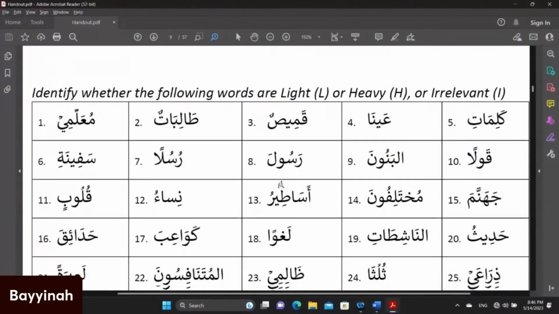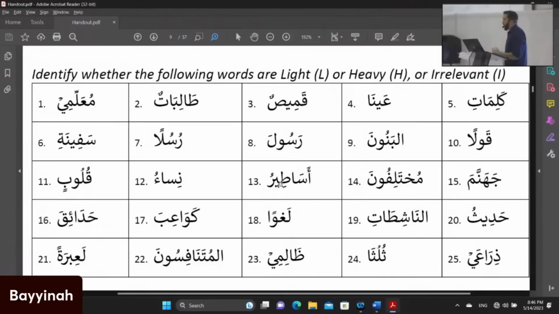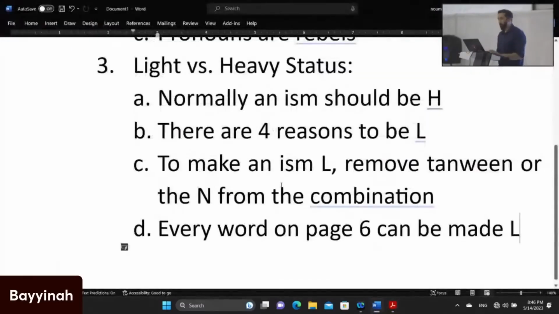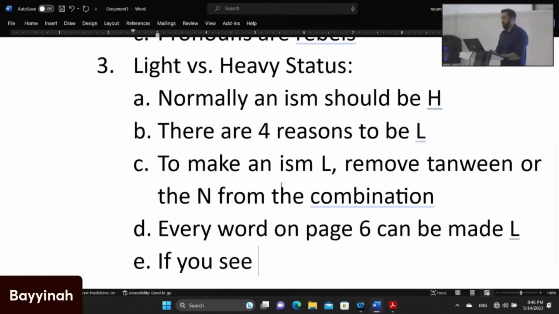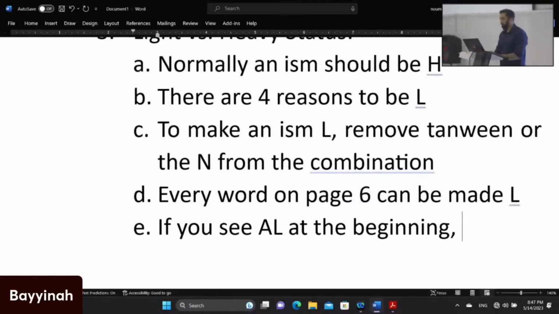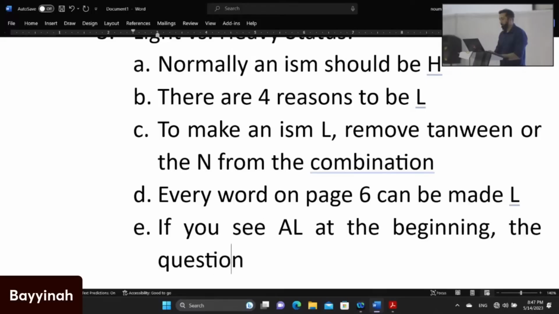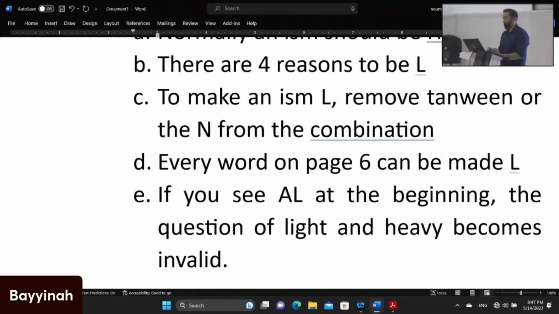Here's an exercise that we're going to do now. Identify whether the following words are light or heavy. By the way, there's one more thing in your notes that I forgot to add, so I'm going to add it now. Okay, let me explain what I mean. If you see al at the beginning of a word, then the question of light and heavy becomes what?